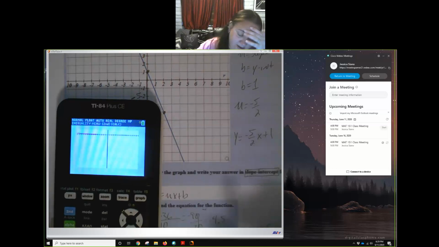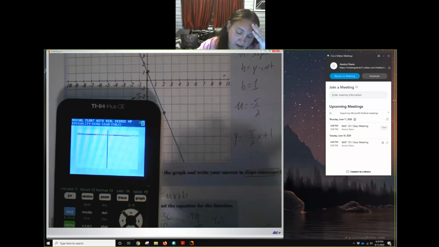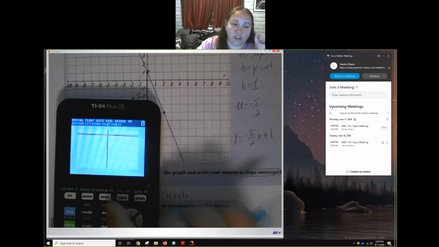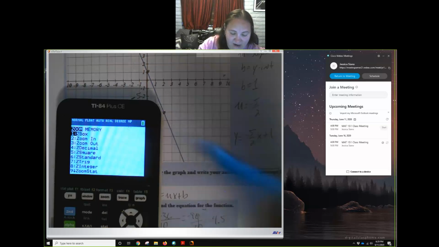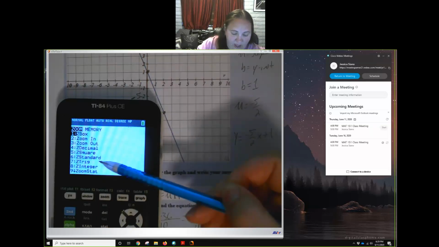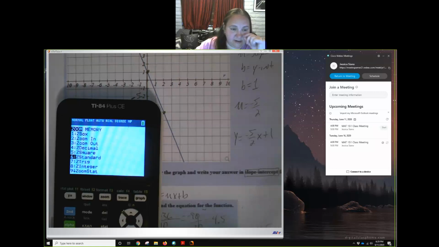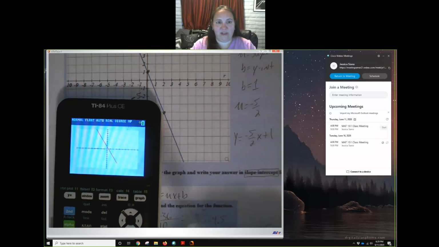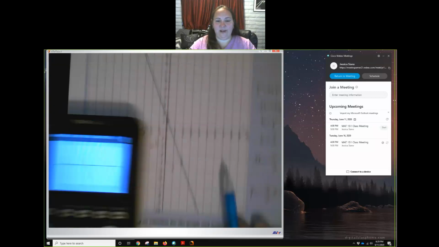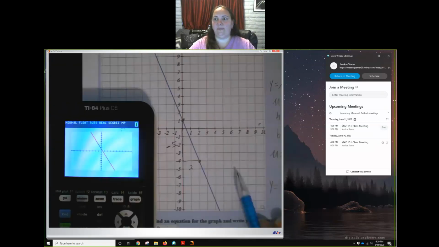Oh, that's right. My settings are all messed up. As a side note, if your window is weird, if you press the zoom button and then choose option 6, you see right here, standard, that's going to get you back to your regular standard viewing window. But then you can compare this line to the line on the paper and say, oh yeah, those look the same. So I'm confident now that that was the right equation.